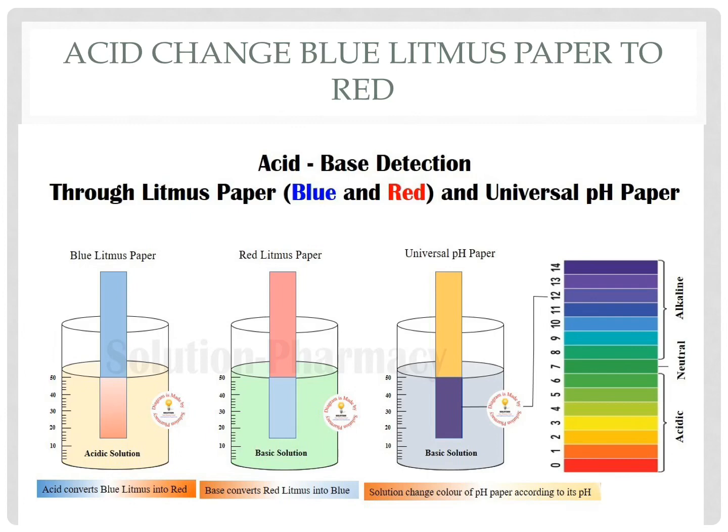So the second type of indicator, acid changes blue litmus paper to red.